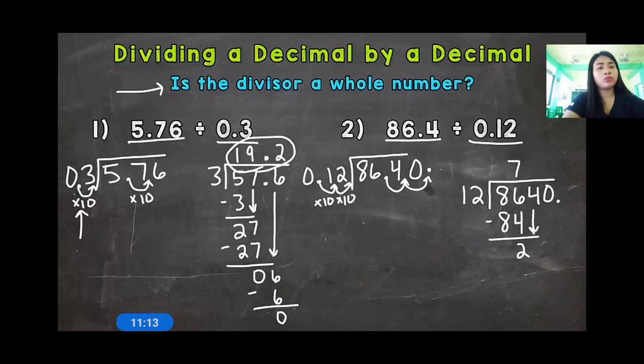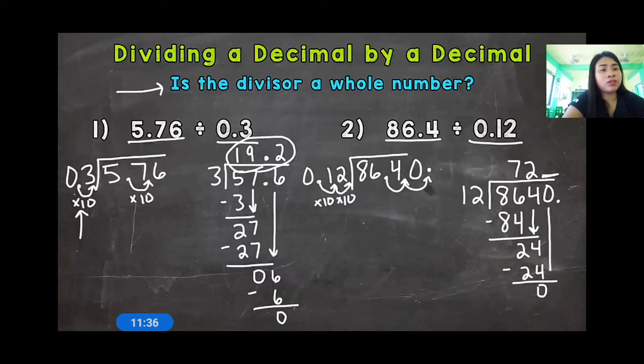Bring down the 4. So 24 divided by 12. How many whole groups of 12 out of 24? Well, 2 times 12 is 24. Subtract, we get 0. Now do not stop here. We did not go all the way over to the ones place here, so our answer is not 72. We need to keep going because we still have numbers to bring down here.